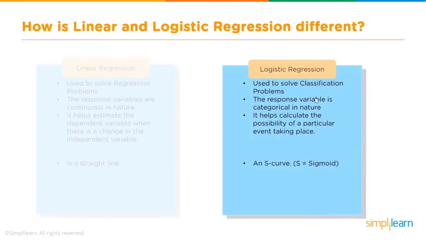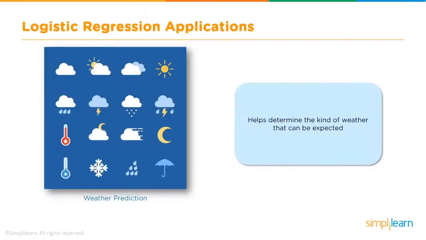It's an S-shaped curve. This is another example of an application of logistic regression: weather prediction, whether it's going to rain or not rain. Now keep in mind, both are used in weather prediction. If we want to find discrete values, like whether it's going to rain or not rain, that is a classification problem. We use logistic regression.